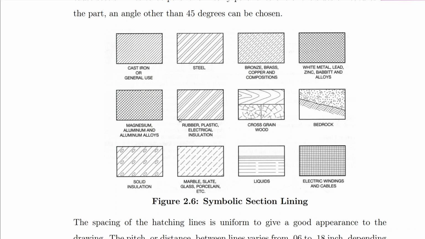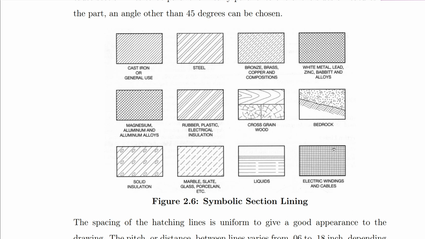For magnesium, you use that one. We have rubber, plastic, electrical installations, we can use something like this. And then we have cross grain wood. This should be the section lining that should be used. Bedrock should be this one. Solid insulations, we have something like that. Marble, slate, glass, and porcelain and other things, we use something like that. Then we have liquids. This should be the lining to be used. Electrical windings and cables, we use section linings like this.